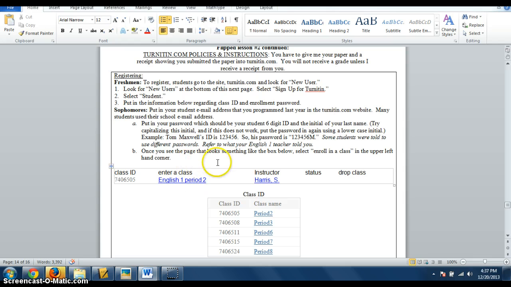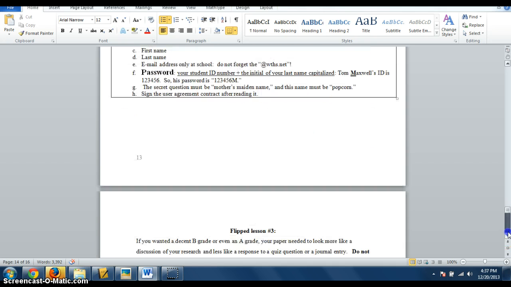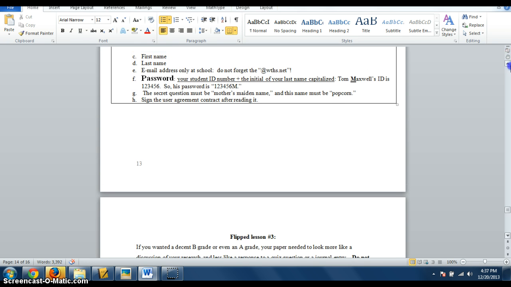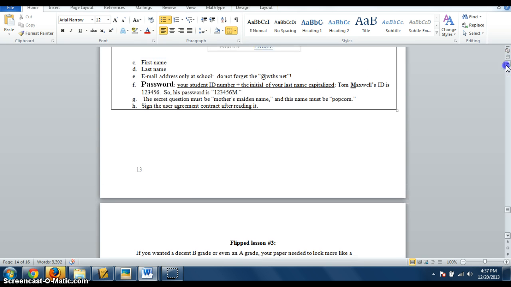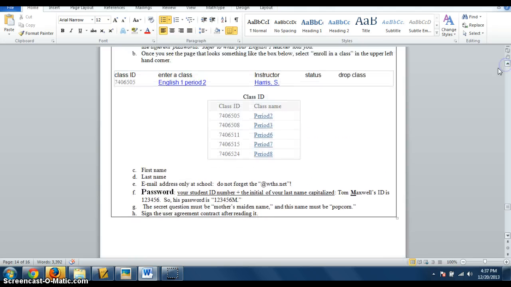I don't know if that's it. You get to enroll in a class. So I think at one point you have to put in a secret question. That should be popcorn. Okay, so I think I deleted that here. So your secret question is popcorn, lowercase p. So if you forget, mother's maiden name popcorn, so if you forget your password, you know mother's maiden name popcorn.